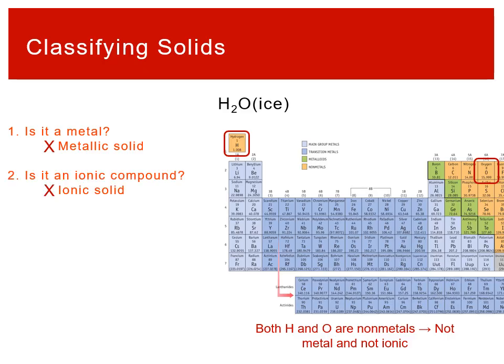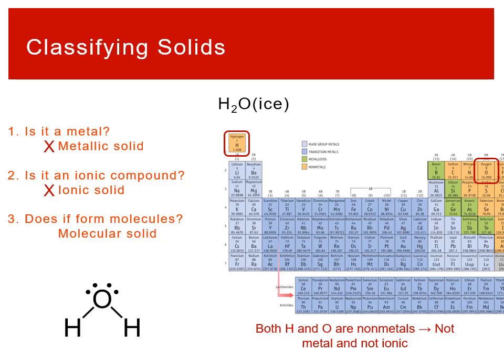Is it an ionic compound? No. These are both nonmetals. All nonmetals in the compound tells me it's a covalent compound. So it is a covalent compound. Does it form molecules? And so the question there is basically asking, can I come up with a Lewis structure that is finished, stable, all that kind of stuff? And the answer is yes.